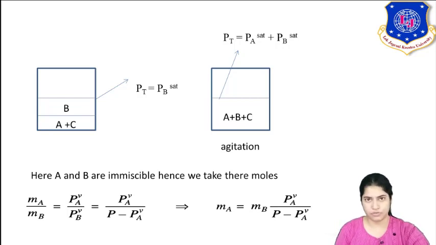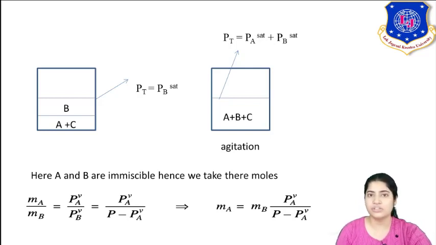Two phases are formed, A plus C and B. Okay, B is what? Steam, which you are adding. A plus C is your initial solution which you have to treat. B is my steam, water, which I am adding. So they are forming two different layers.